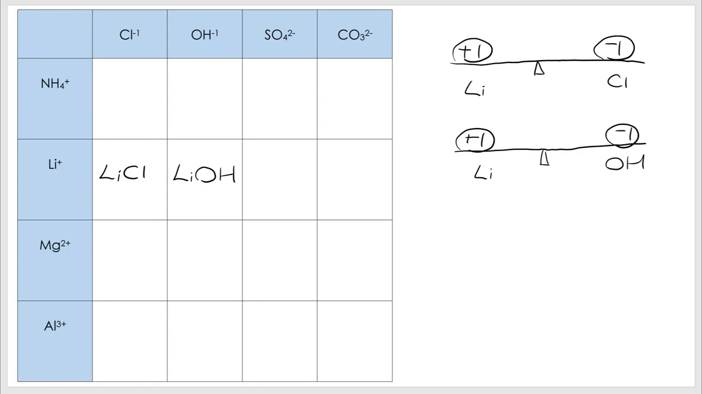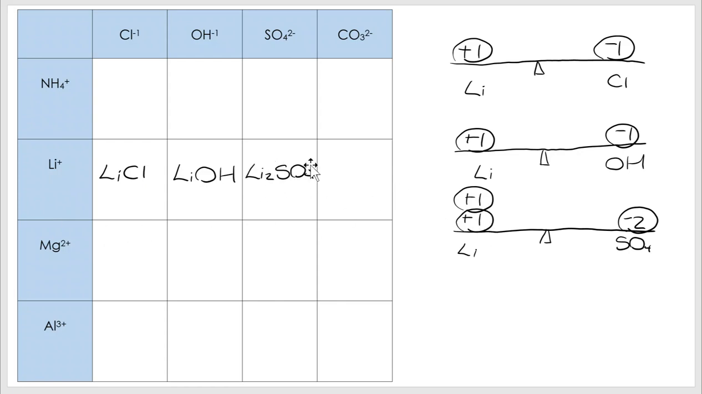Now let's move across to lithium sulfate. So I draw out my seesaw, and sulfate is minus 2, but lithium is plus 1. So I need 2 of my lithiums and only 1 of my sulfates. So the 2 goes just after the lithium in the formula, Li2SO4. And using exactly the same process with CO3 2- instead of SO4 2-, we get to Li2CO3.